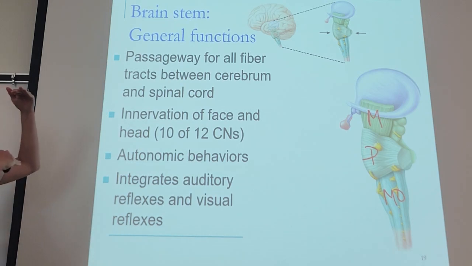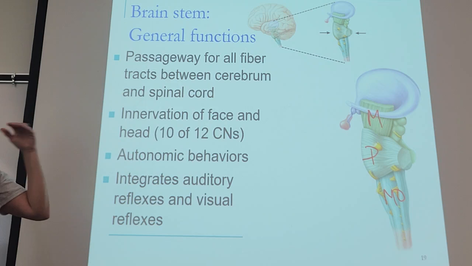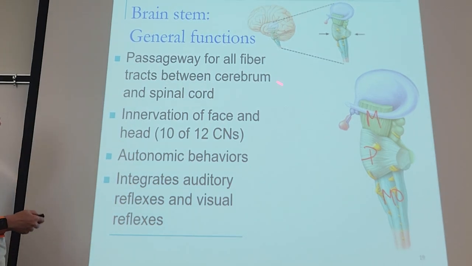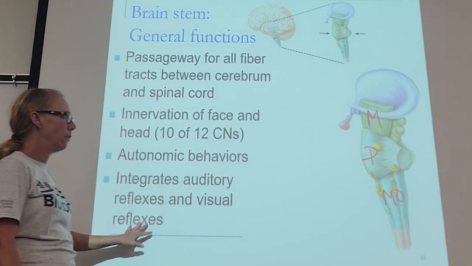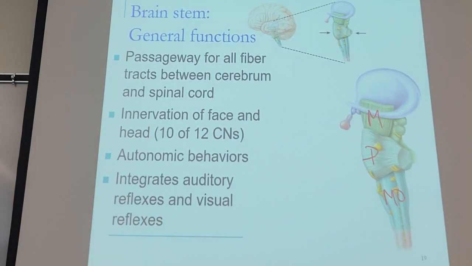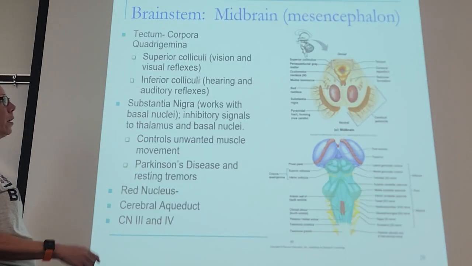So the brainstem is basically the big connector between the brain and the spinal cord. All neurons that are coming from the spinal cord to the brain are going to pass through the brainstem. And 10 of our 12 cranial nerves that we've already looked at in lab come off the brainstem, everything except for olfactory and optic. Everything else comes off the brainstem. So the brainstem is going to be involved in hearing and visual reflexes, which I'm going to talk about in the next slide. So this is just kind of an intro.